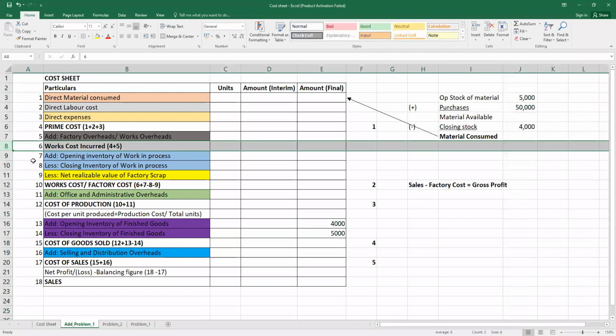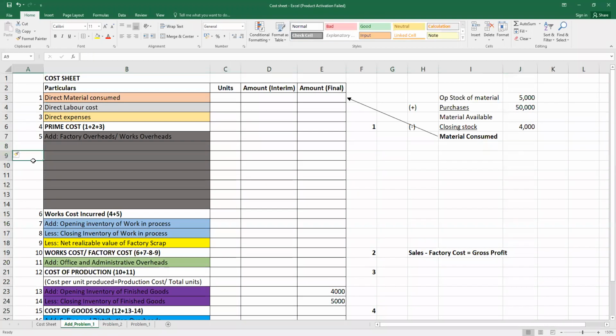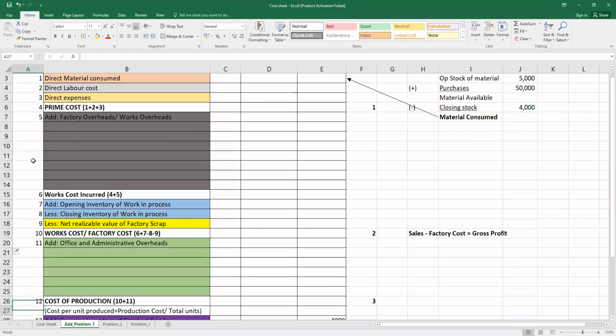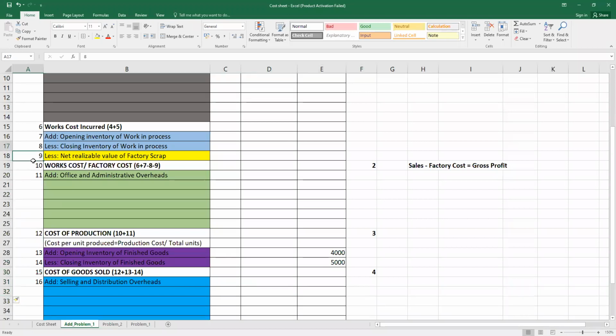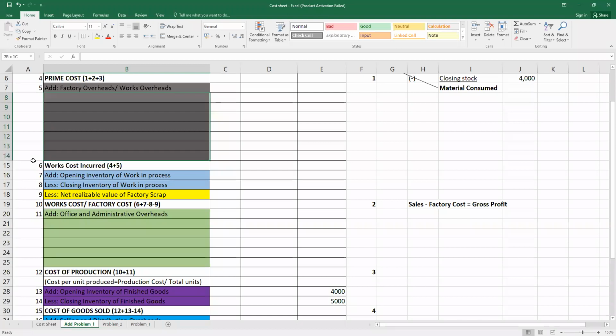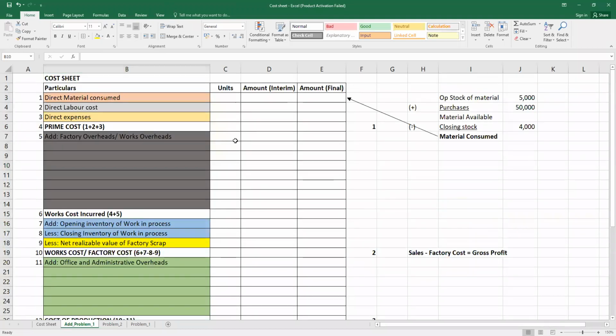As usual, let's add few lines for factory overheads, few lines for administrative overheads, few lines for selling and distribution overheads. Now, after entering the raw material purchases of 50,000, what we'll do, we will first enter all the other details also before calculation of raw material consumption.